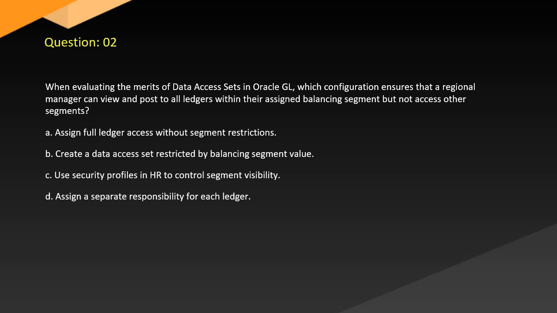Question 2. When evaluating the merits of data access sets in Oracle GL, which configuration ensures that a regional manager can view and post to all ledgers within their assigned balancing segment but not access other segments?